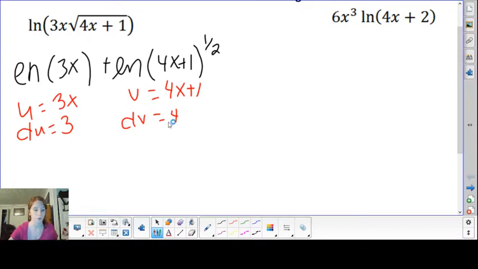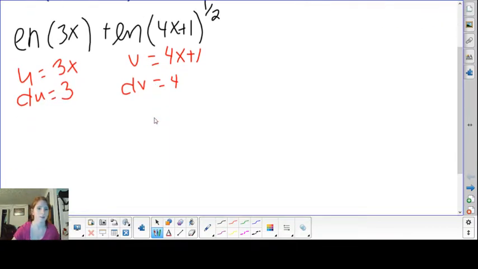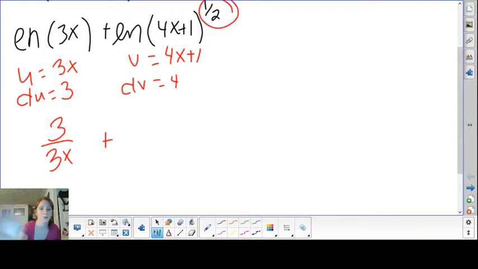so we don't get confused. And since we're being asked to find the derivative of the natural log, it is the derivative of the inside, which is in this case, first part 3, over the original, which is 3x, plus, back up. Remember, exponents come down as coefficients, so I'm going to have the 1/2 times the derivative over the original.